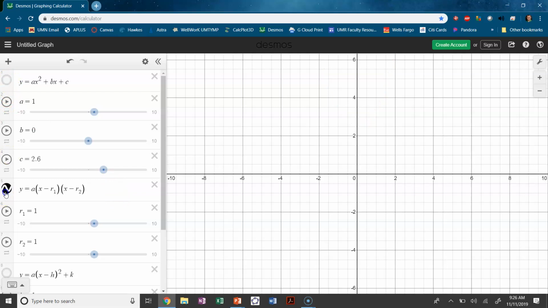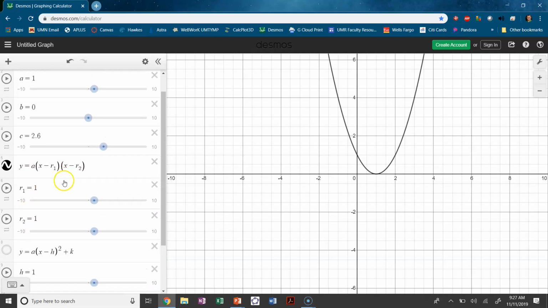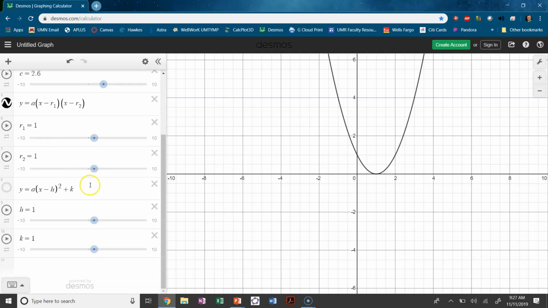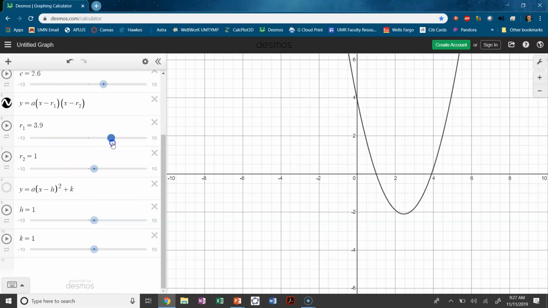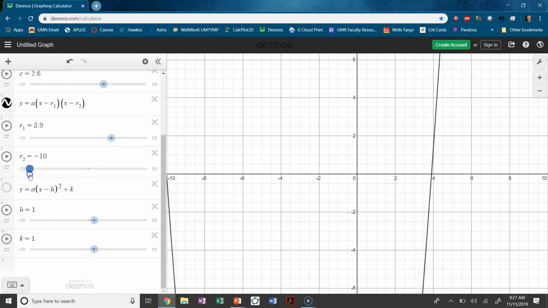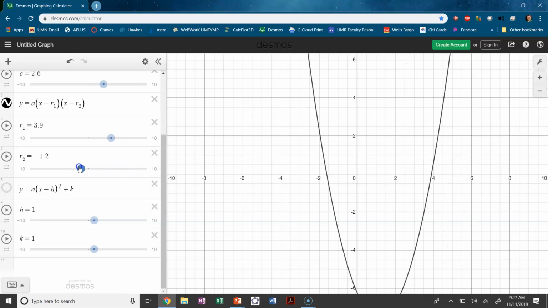If we look at the factored form, again, I have this all plugged in. I'm going to leave A fixed at 1 just because it's easier. So for the remaining ones, A is at 1 for all these. And then R1 is just going to move it side to side, and I think R2 is going to move it side to side as well. Okay, so they just move positions in space here.